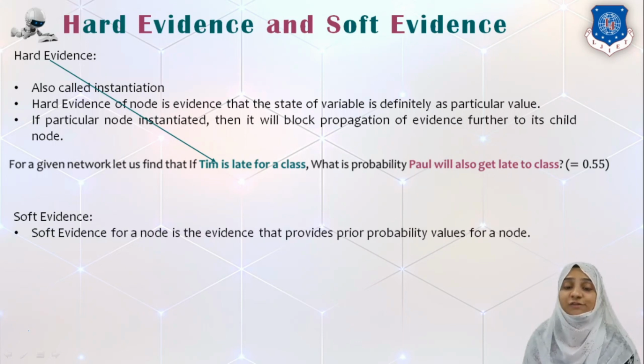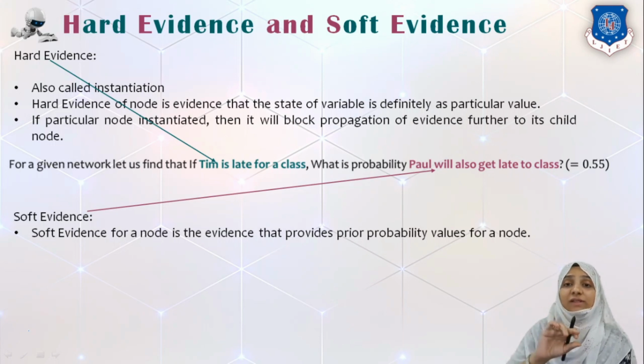A soft evidence of a node or an event is an evidence that provides a prior probability value for a node. That means in order to calculate that Paul will also get late to class, we have used the revised probability of rain and not rain, as you have remembered. It came out to be 0.47 and 1 minus 0.47. So these two values are nothing but our prior probability that we have used in the calculation of our next hypothesis.